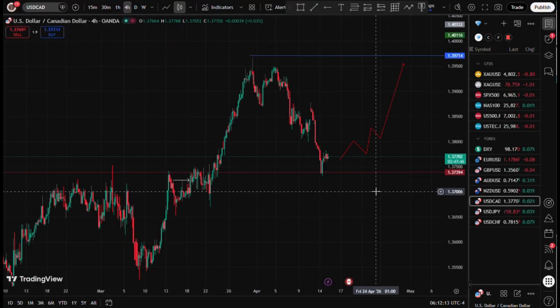And this rounds it up for the midweek analysis video. If you're going to be trading alongside this idea and narrative, please do ensure you use appropriate risk management sizes and make sure you do not over leverage.